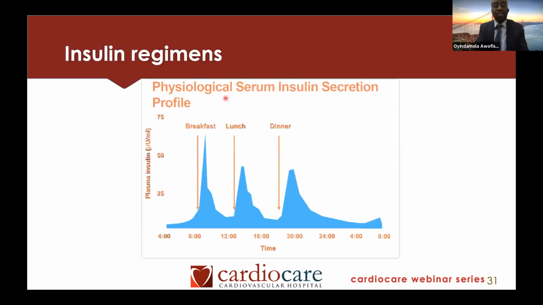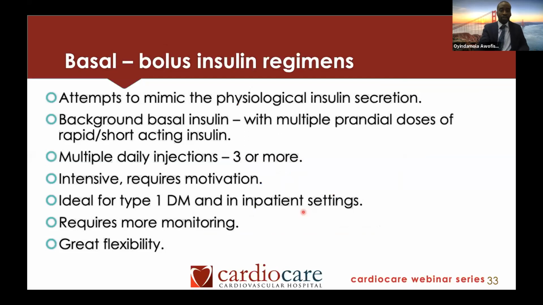It tries to mimic the physiological insulin secretion that we've talked about earlier. It tries to provide background coverage, on this line I'm drawing, and to provide surges for meals. So it should just be for the meal, and then keep quiet after the meal. That's what we want. It gives this background insulin and multiple prandial doses of short or rapid acting insulin. So usually there are multiple daily injections, usually 3 or more, many times 4, but people that don't take lunch can be fine with 3.